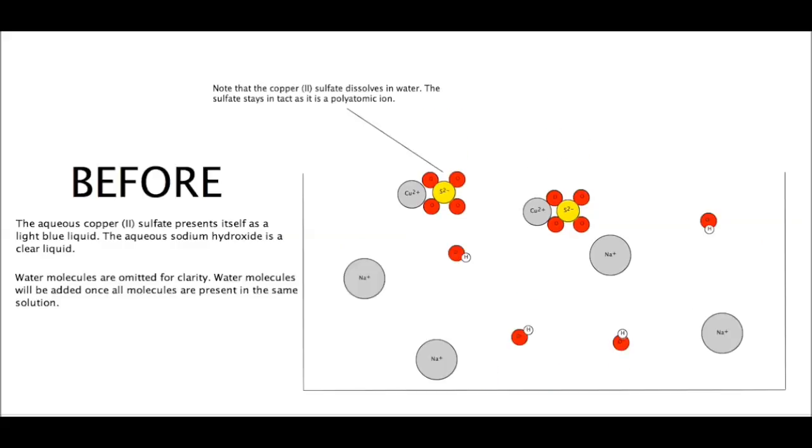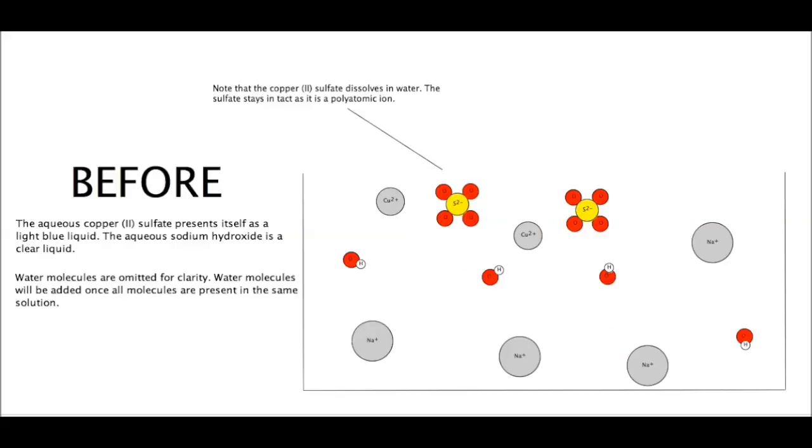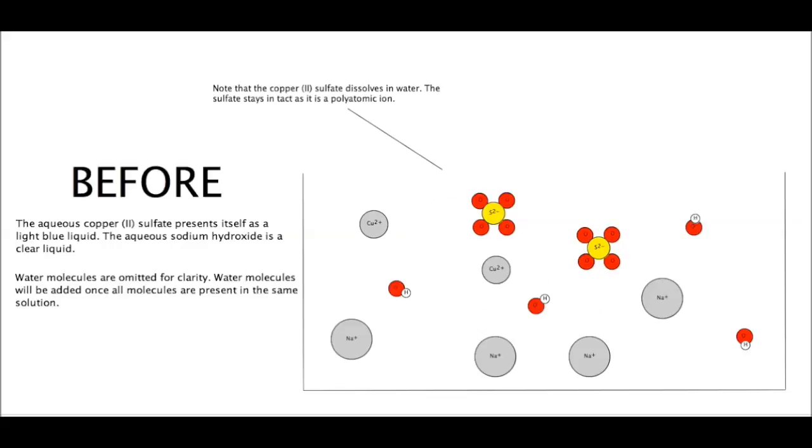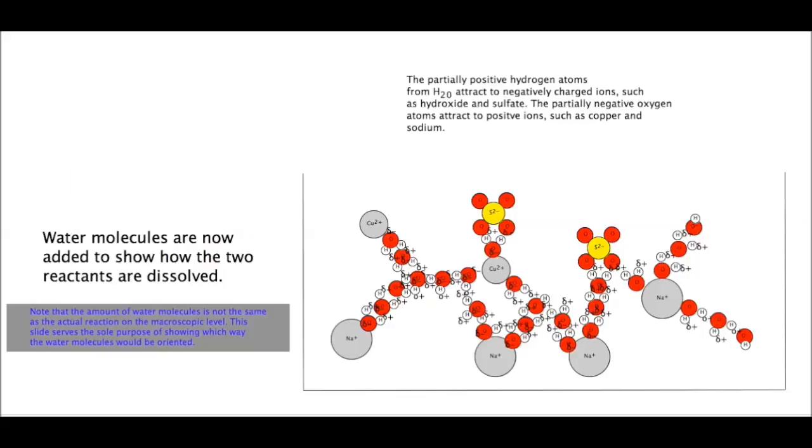The particles then dissolve into the solution, breaking up into copper and sulfate ions. The sulfate ions do not dissociate, and the polyatomic ion stays intact. We have now added water molecules to show how the reactants are dissolved, as well as show the way the molecules would be oriented during this reaction. The amount of water molecules is not the exact amount as what we would have seen in the actual reaction, as this is simply an example.